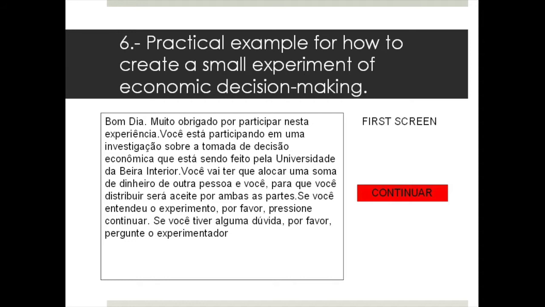In our practical example for how to create a small experiment of economic decision making, we want to make a questionnaire with three visualization screens for the experimental subjects. In the first screen, we will thank them for participating in the investigation. We will explain what the subjects will do, and if they have no doubt, they'll have to press the continue button.